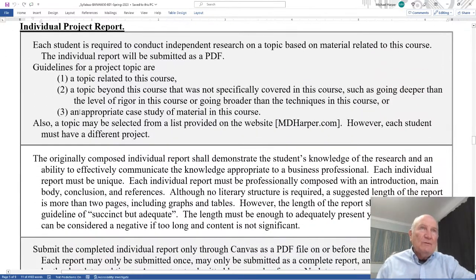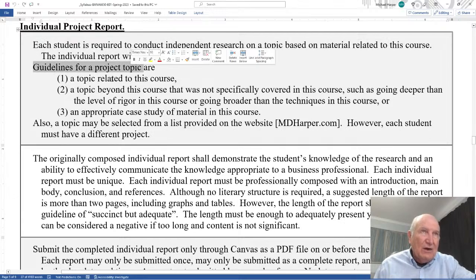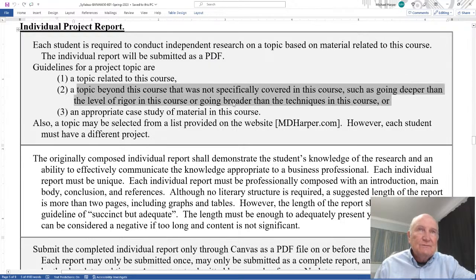Individual project report. Each student is required to conduct independent research on a topic based on the material related to the course. The individual report will be submitted as a PDF. Guidelines for the project topic are: 1. A topic related to the course. 2. A topic beyond the course.